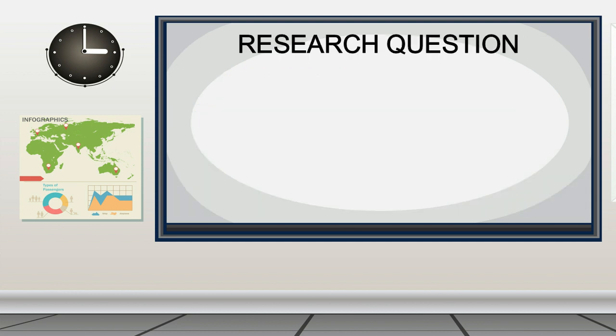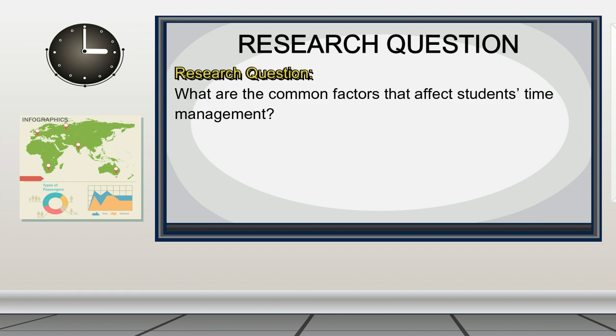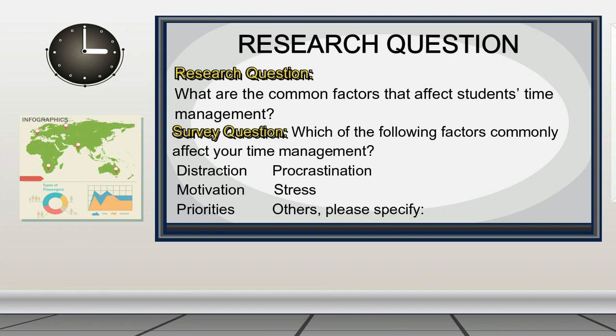In the previous module, you learned how to write an effective research introduction. You also learned how to formulate research questions that are anchored from the selected and limited research topic. To answer these questions, you have to administer a survey to a certain group of people through a questionnaire. Thus, there is a need to translate these research questions to survey ones. For example, research question: what are the common factors that affect students' time management? Survey question: which of the following factors commonly affect your time management? Distraction, motivation, priorities, procrastination, stress. Others, please specify.